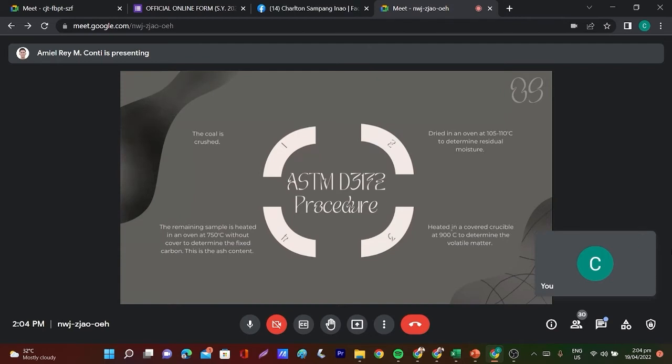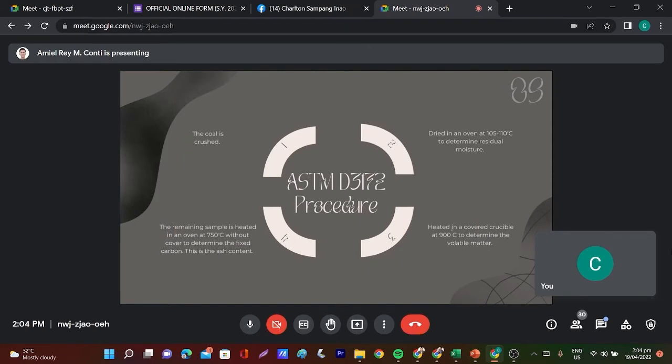So in the second step, the moisture content is obtained. Then in the third step, the volatile matter is obtained. It is heated in a crucible at 900 degrees Celsius to determine the volatile matter. Same as what happened in the second step, from the remaining mass, we get the difference between the initial and final mass to determine the volatile matter.